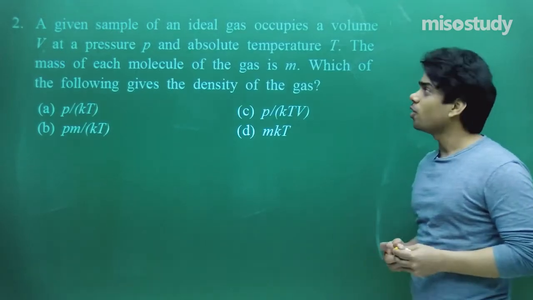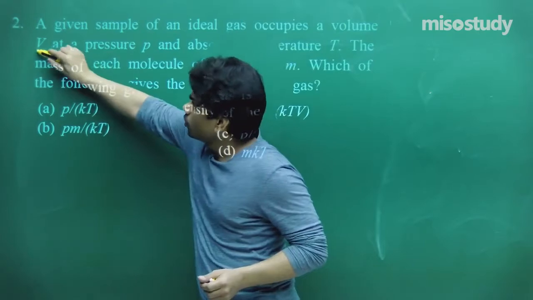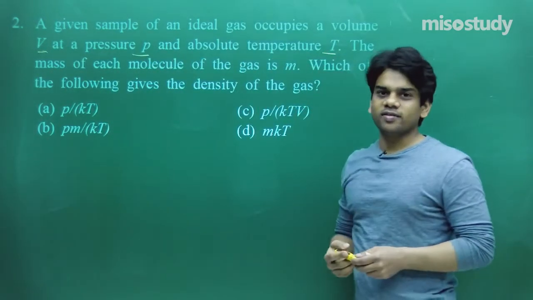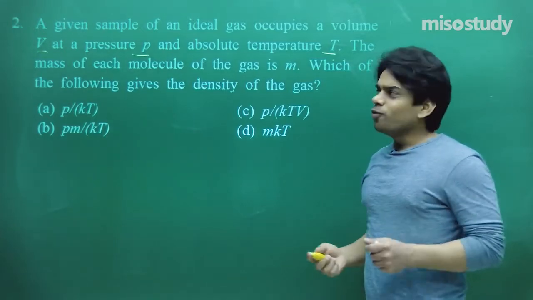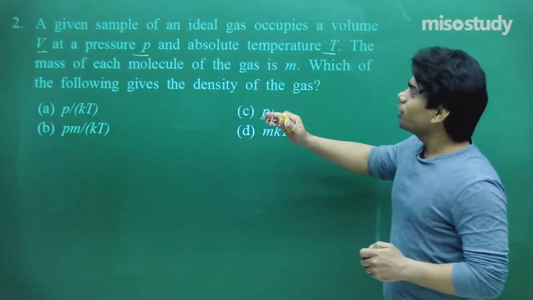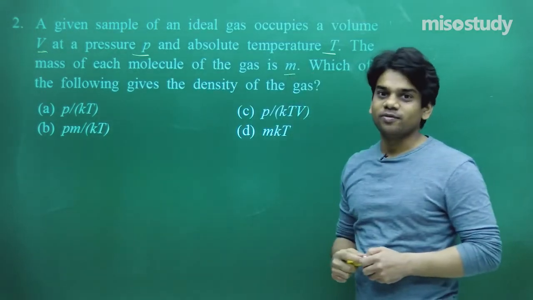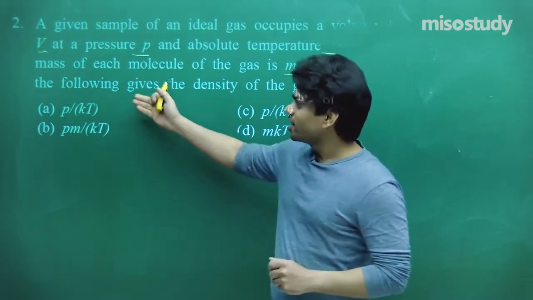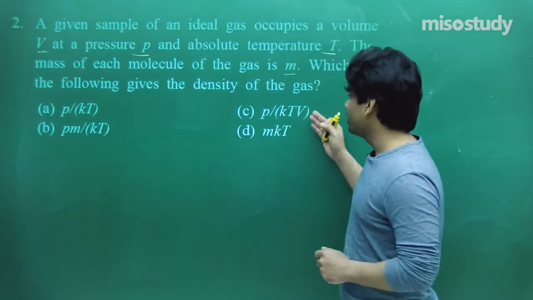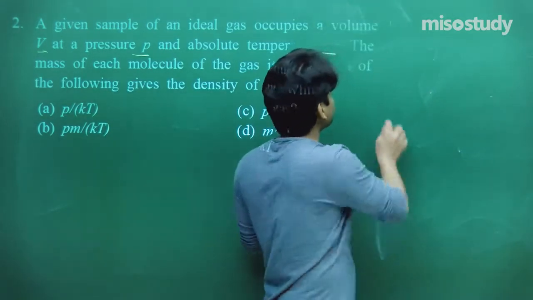A given sample of an ideal gas occupies a volume V at pressure P and absolute temperature T. This is what is given. The mass of each molecule of the gas is given as m. Which of the following gives the density of the gas? We require the density of the gas. Density: A) P by kT, B) P m by kT, C) P by kTV, and D) m kT. The variables have their standard representations.